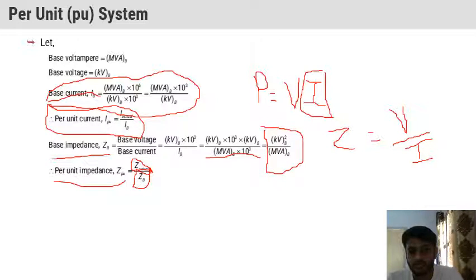Okay, so whenever you want to calculate the base value, Z base, the base impedance, what will we do? KV base, so base KV whole square divided by MVA base. Okay, because we have only two values, voltage and power, so ultimately we have to convert all the formulas in terms of voltage and power. Okay, so this is our calculation, how we can calculate this. And then we can easily find the per unit by dividing the actual by the base.